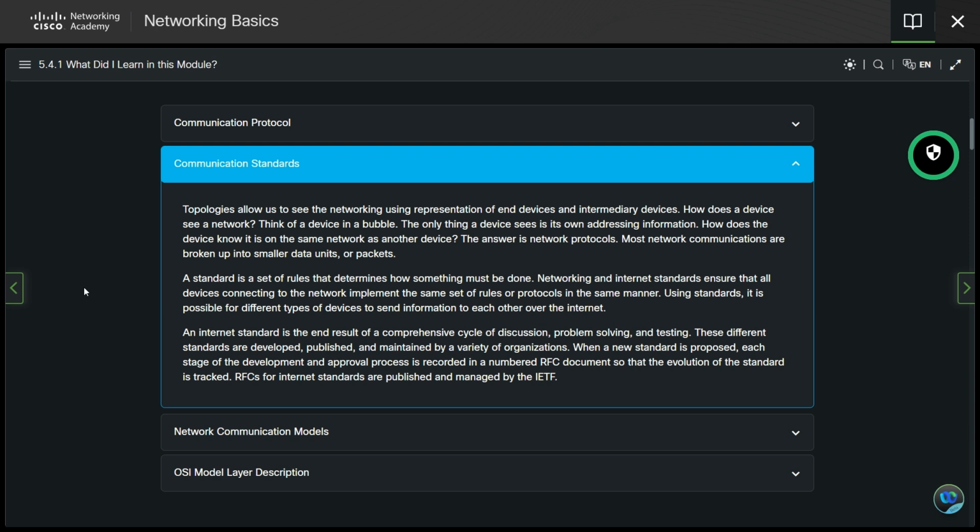The only thing a device sees is its own addressing information. How does the device know it is on the same network as another device? The answer is network protocols. Most network communication is broken up into smaller data units or packets.